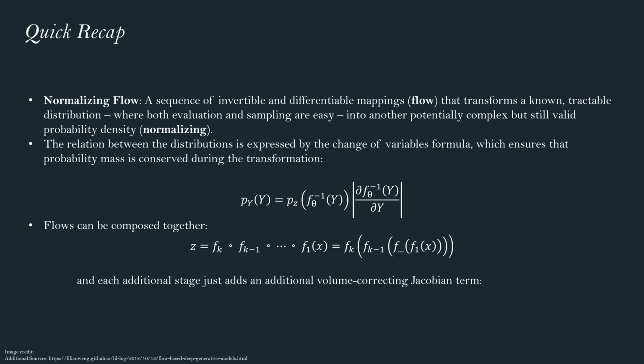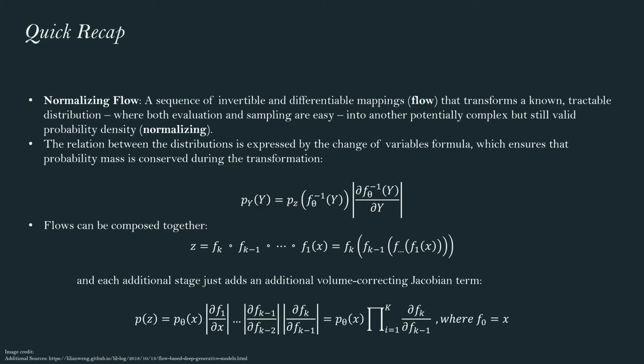So basically, after each flow, you're either going to push up or push down a little bit on what that local probability density is. And keeping track of that from beginning all the way to the end allows us to arrive at our final goal with normalization intact. So here's the change of variables formula with all these different contributing flows. So each one is just adding an extra volume correcting term in here.